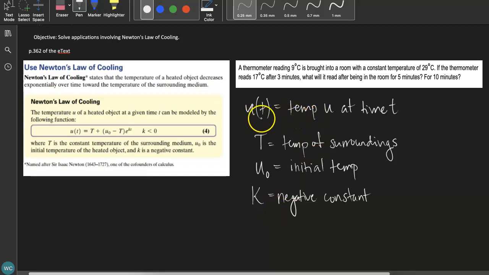So U of T is the temperature U at time T. This capital T is the constant temperature of the surroundings. U sub 0 is the initial temperature. And K is some negative constant. And actually that constant is what we're going to first be looking for when we go to solve this problem up here.